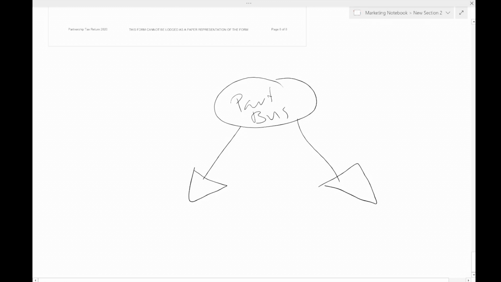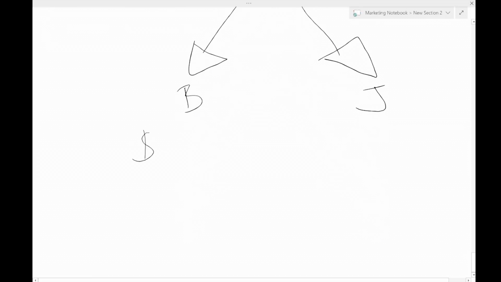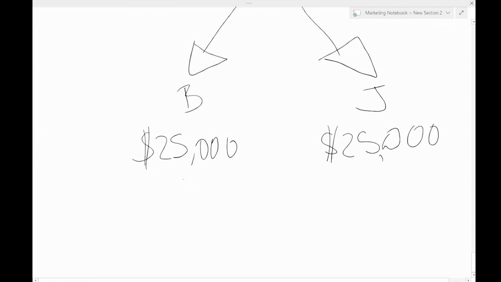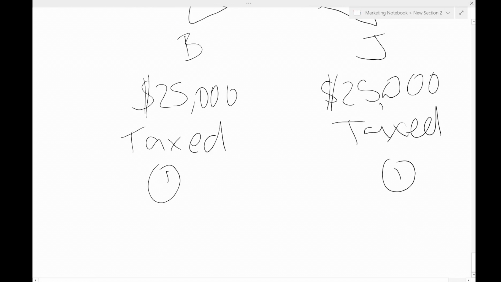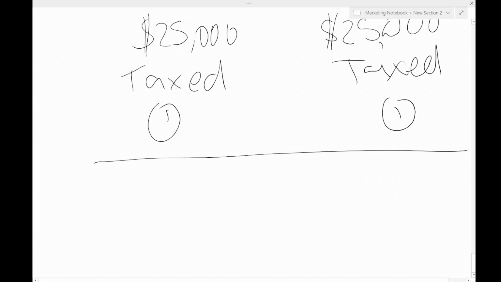So the way this works is, once we've worked out that we have a partnership, it's a business in a partnership structure. So we've got Bob and we've got John. So just for simplicity, we're going to say that the distribution of profits was $25,000. So Bob gets $25,000, John gets $25,000 to claim on his individual tax return as the amount of income that he has earned during that financial year. So what does that actually mean?